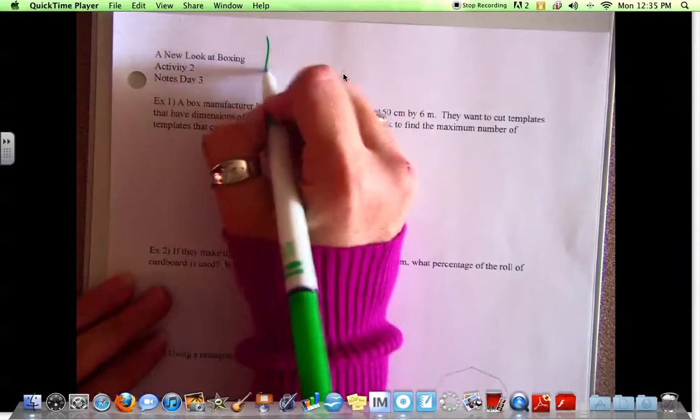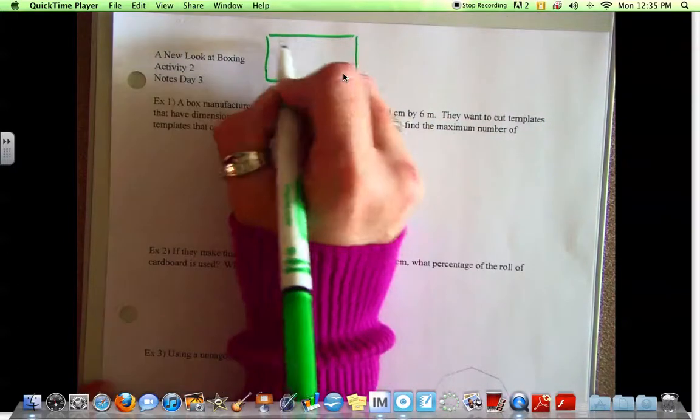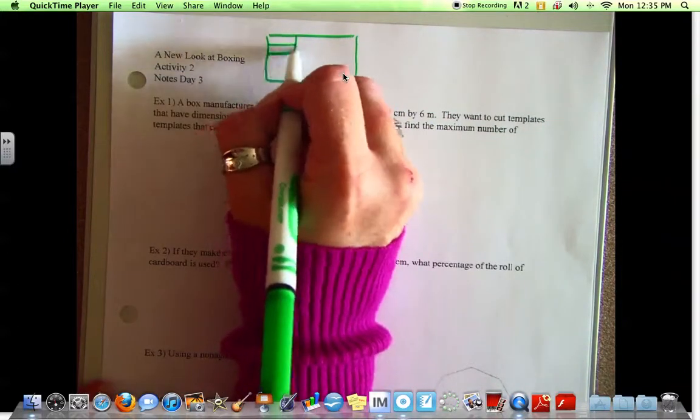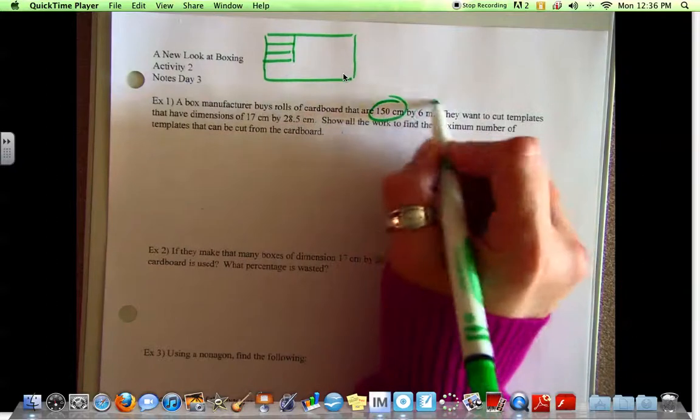So we looked at this the other day. We have one great big piece of cardboard, and we want to cut smaller templates from it. What are the dimensions of the big piece of cardboard? The big one. 150 by 6.